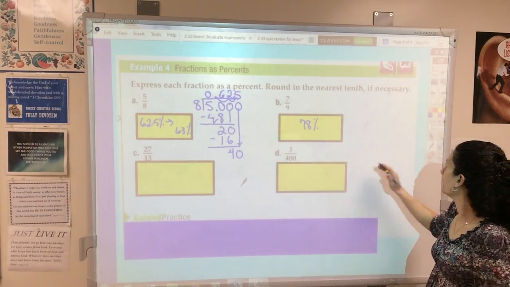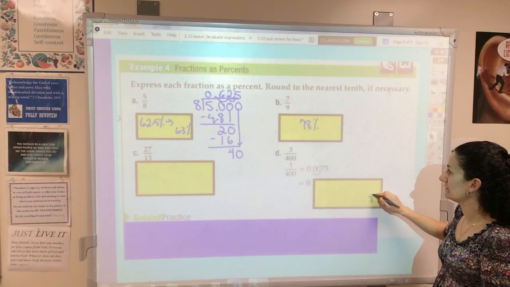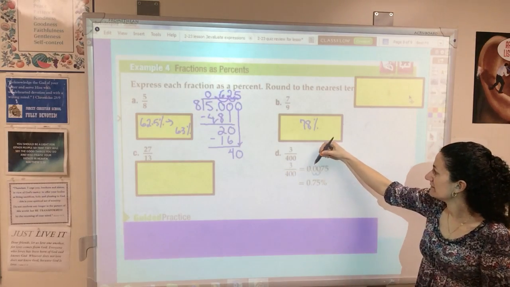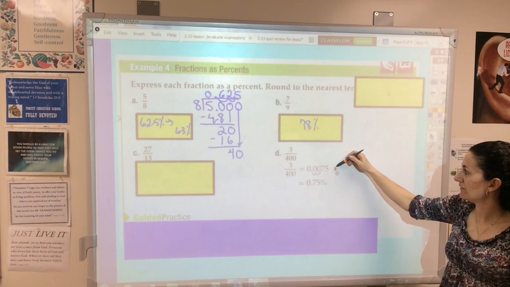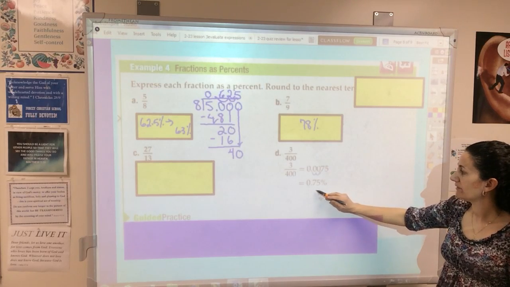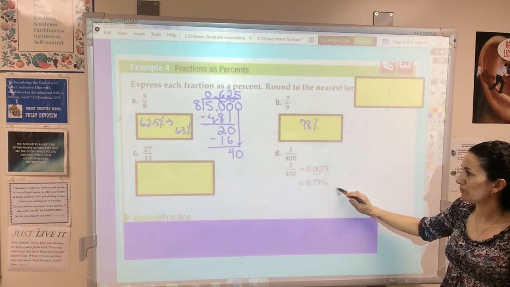Same thing with 3/400. I'm not going to go ahead and do all that division. It ends up being 0.0075, which gives you a very small 0.75%.